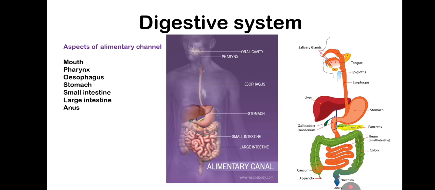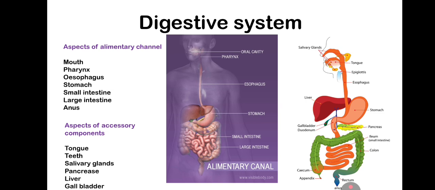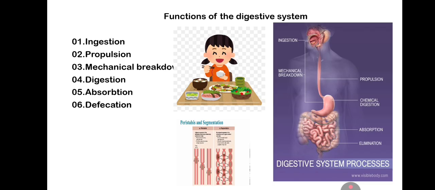Let's see what the aspects of the alimentary canal are. They are the mouth, pharynx, esophagus, stomach, small intestine, large intestine, and the anus. Then the accessory digestive structures. They are not components of the alimentary canal, but they are accessory components that often have ducts and tubes that lead into our alimentary canal. The accessory components are the tongue, teeth, salivary glands, pancreas, liver, and the gallbladder.